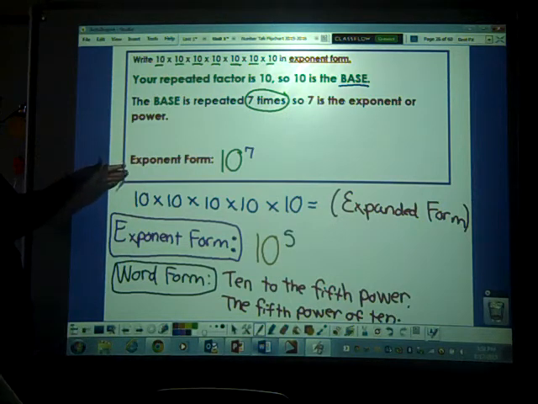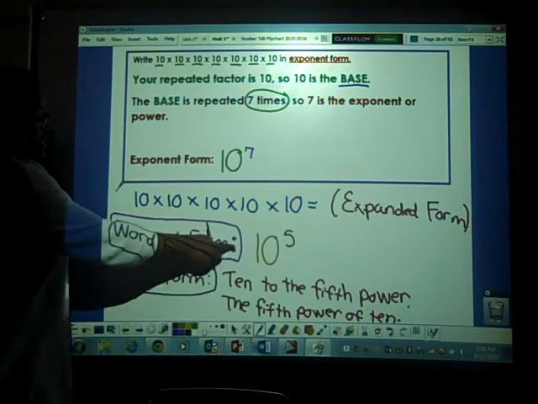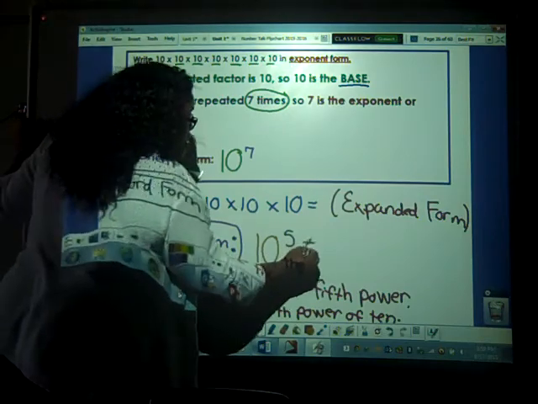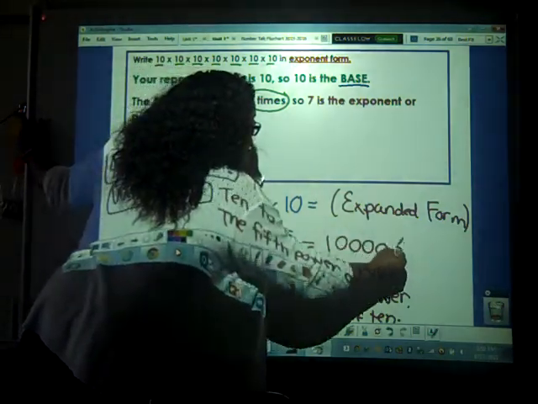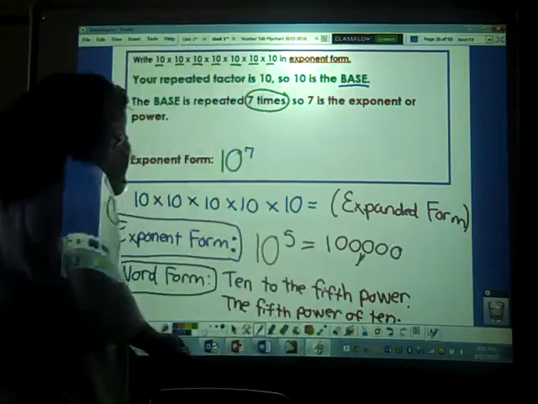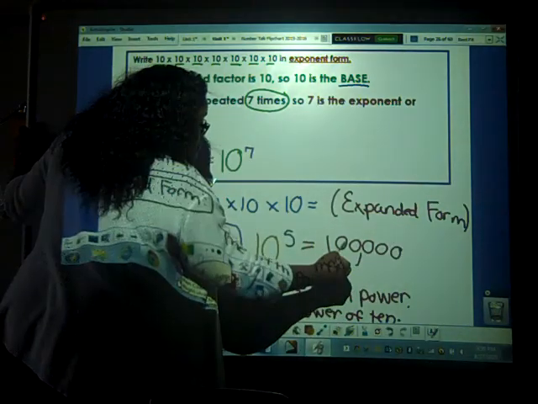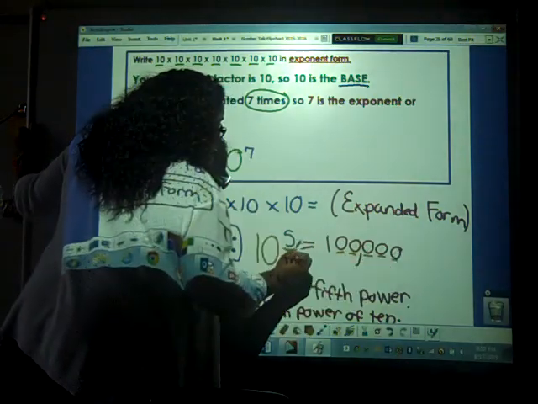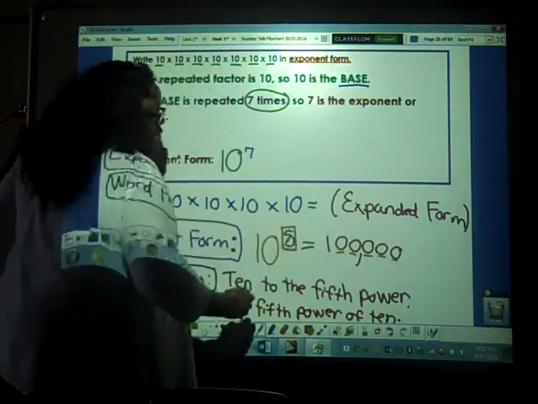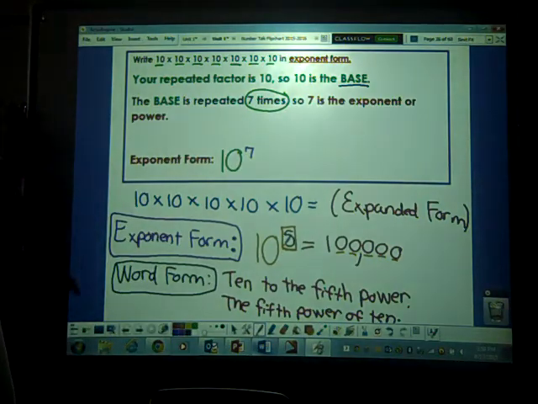So that's 3 different forms. Now, if I wanted to find the value of 10 to the 5th power, how many zeros do you see? 1, 2, 3, 4, 5. And what's your exponent? 5. There you go. Simple as can be.